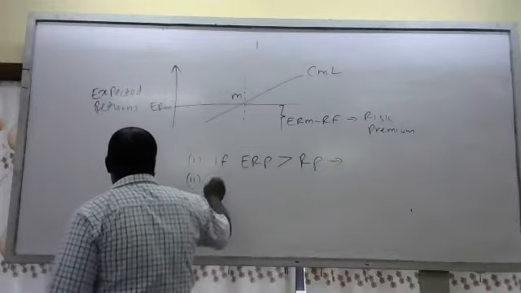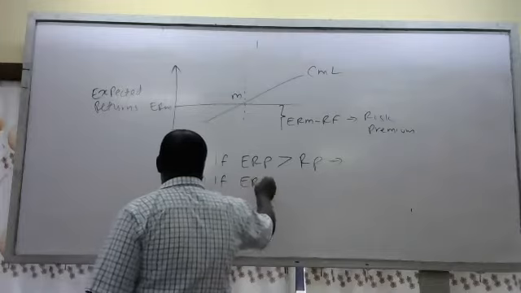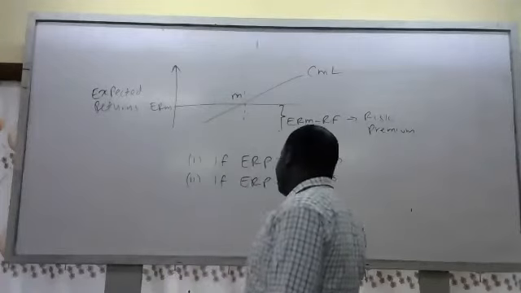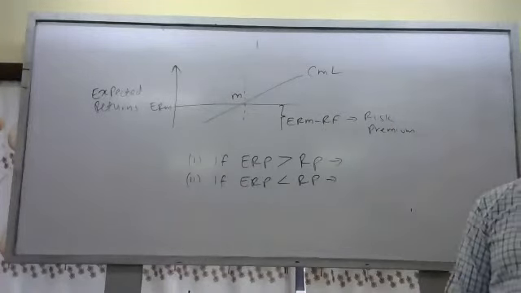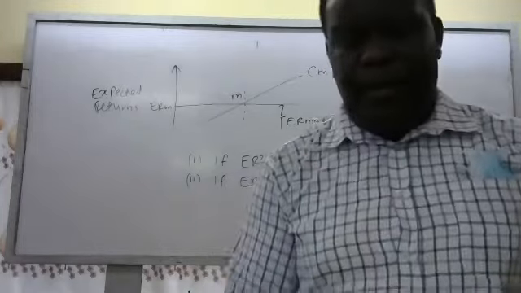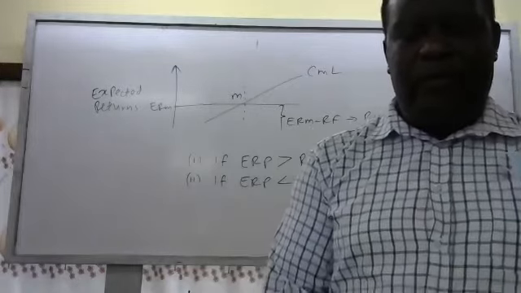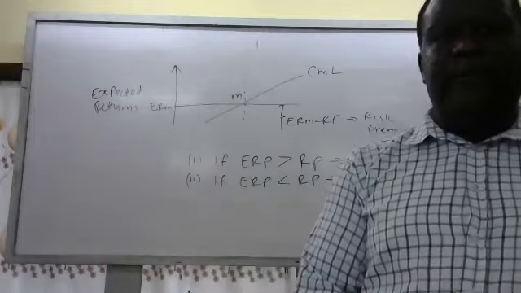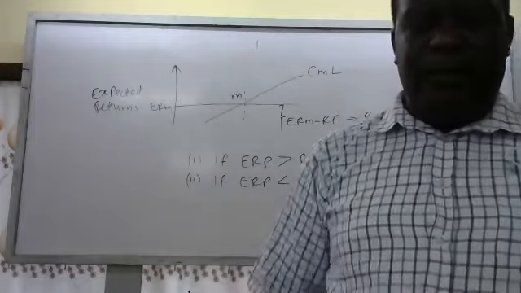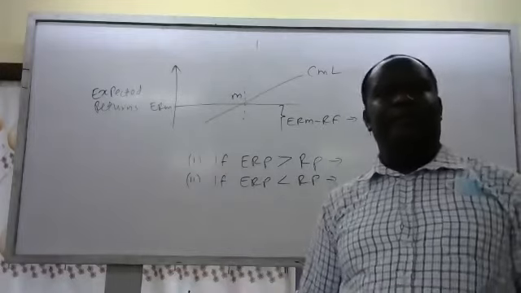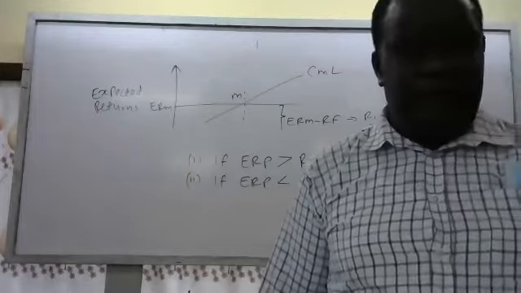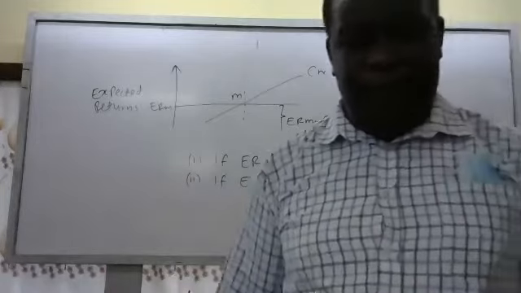Then the second one is that if expected return of the portfolio is less than the return of the portfolio, then the portfolio is overvalued, or it is inefficient.